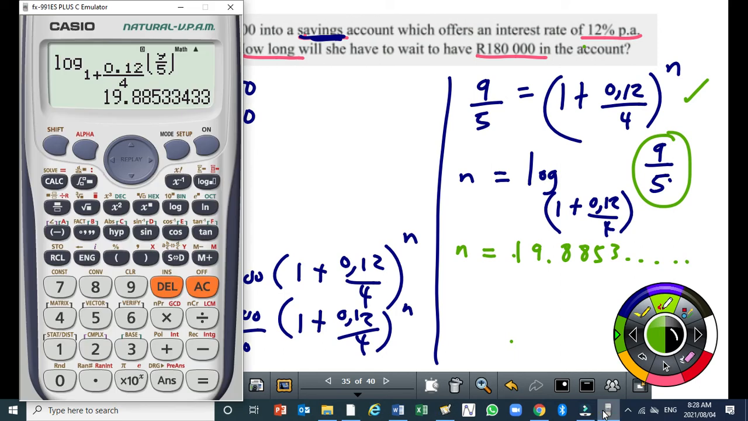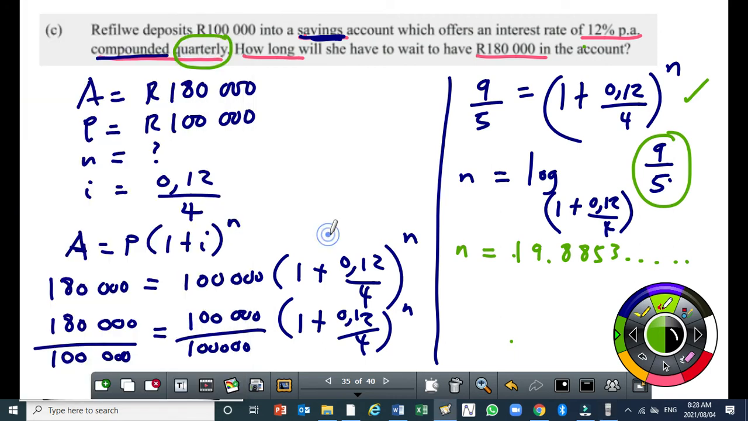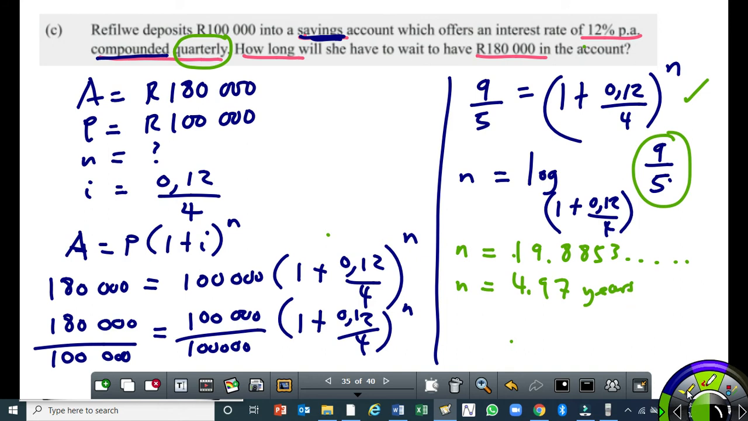So, if we divide that answer by 4, we will get 4.97 years, which is approximately 5 years. So, I'll write 4.97 years first. Then, I'll say n is approximately 5 years. You can use that sign as approximate, or we can write it like that.